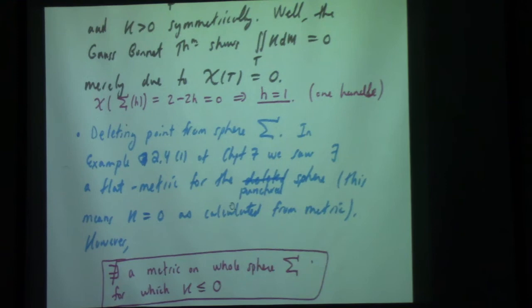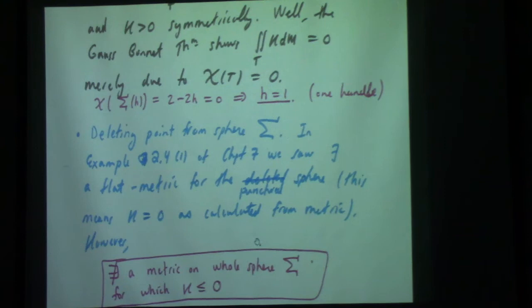See, if it had been on the whole sphere, then we'd be in trouble, because then we would have had a contradiction to the Gauss-Bonnet theorem. Because we know the Euler characteristic of the sphere is what? It's 2. So that says that the total curvature should be 2 pi times the Euler characteristic, which is 4 pi. We calculated the total curvature of the sphere before. It was 4 pi. See? For the whole sphere.